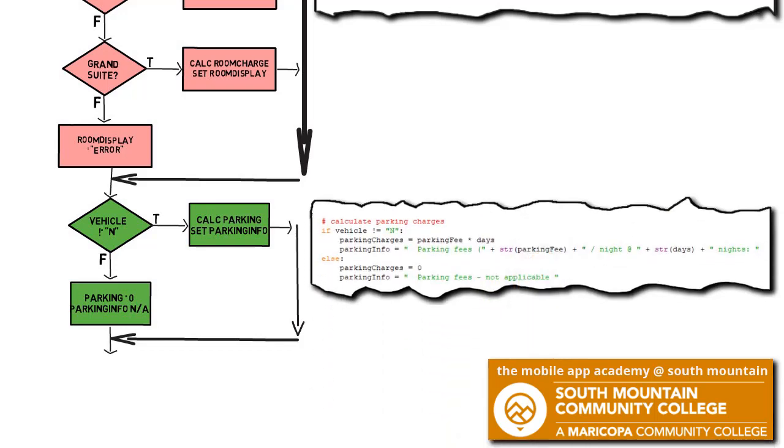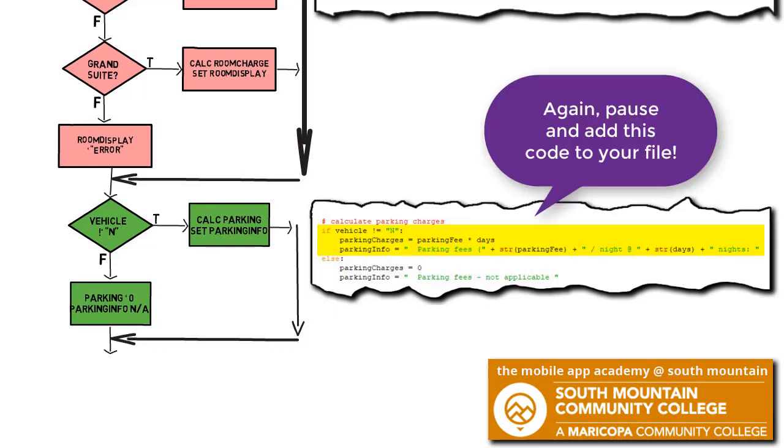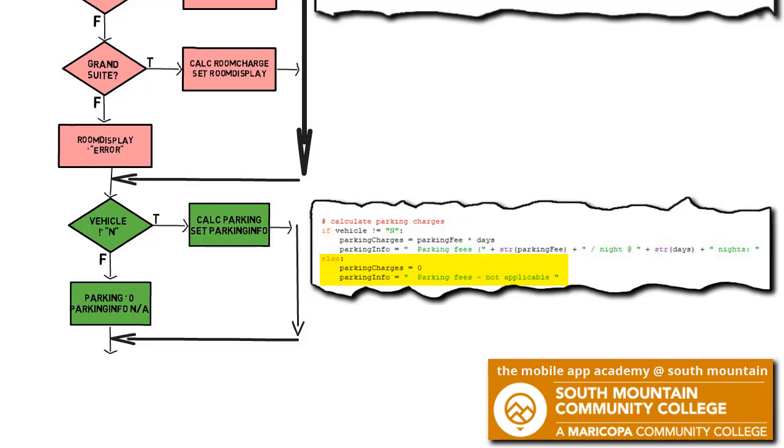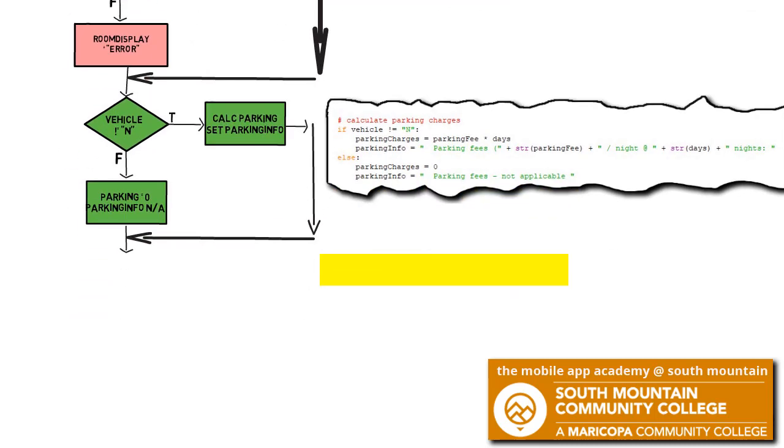We're going to default to charging them parking fees unless they specifically put in an N. So if vehicle does not equal uppercase N, then we're going to set the parking charges to the parking fee times the days that they're staying, or the nights that they're staying. And then again, setting the parking info string variable that we'll use in the output. If they put in an N, then we are going to set the parking fees to 0 and display the output as being not applicable.